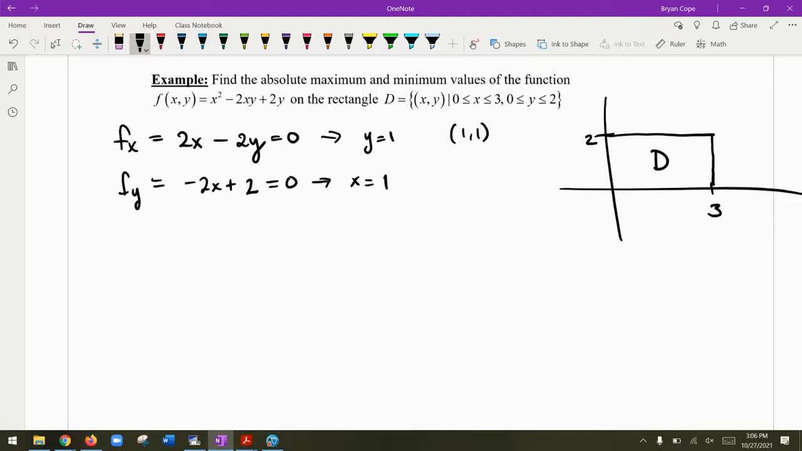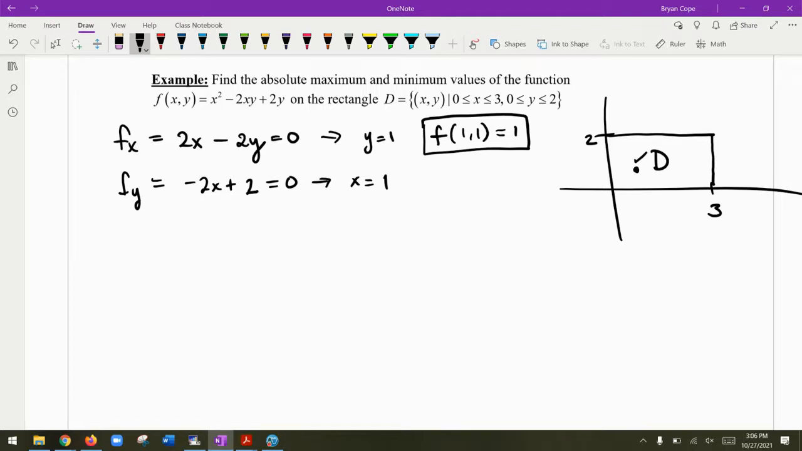And when I say find it and test it, I mean sub that point into the function to see what value it takes on. So we've just found this point right there. I'm going to put a little check mark that we've just found it so we can keep track of what we've done. So what is f of 1, 1? 1 minus 2 plus 2? So it's 1. All right, so the function takes on a value of 1 at the critical point.